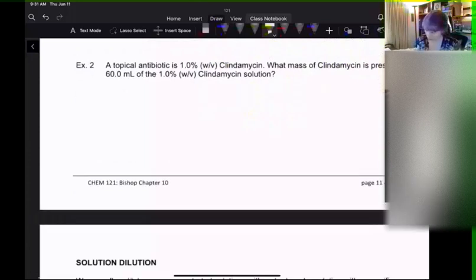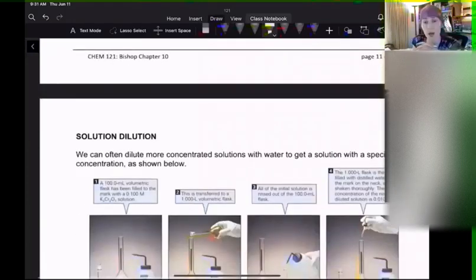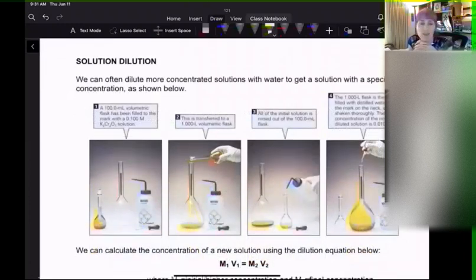Dilution, though, I wanted to make sure we get to dilution and have plenty of time for these problems, because the pre-lab for Monday includes one of these problems. When we have a dilution, we are just going to change the volume and the concentration. We're not doing any reactions yet when we do a dilution.